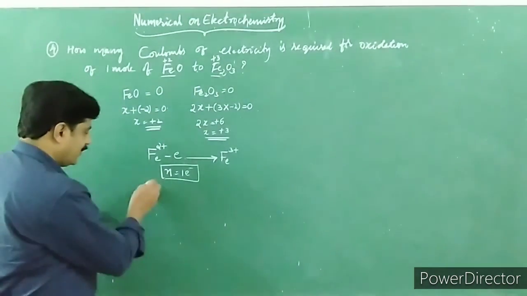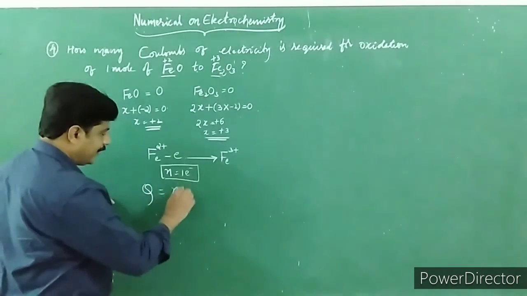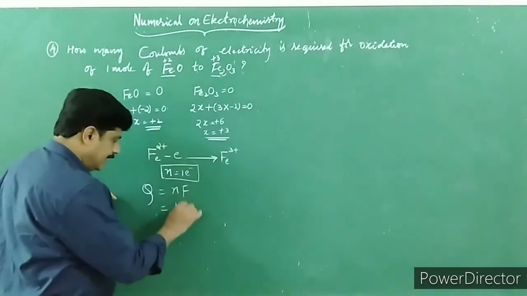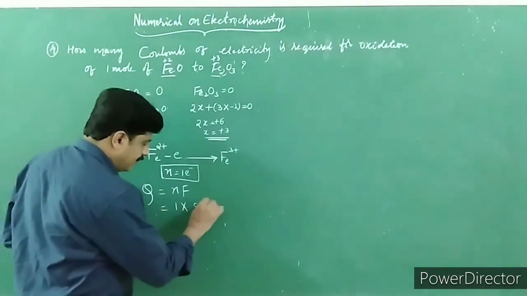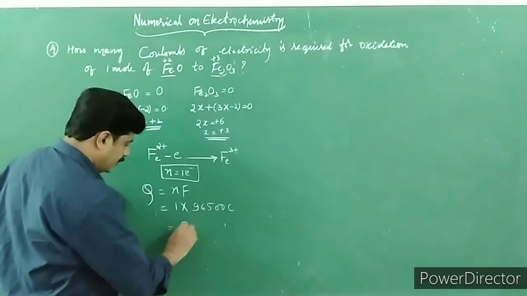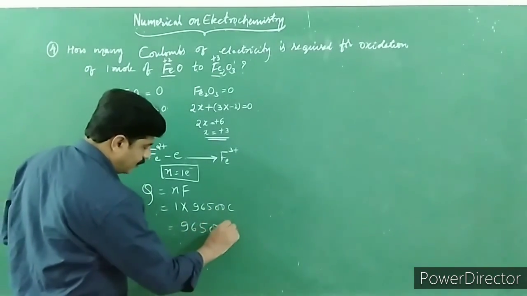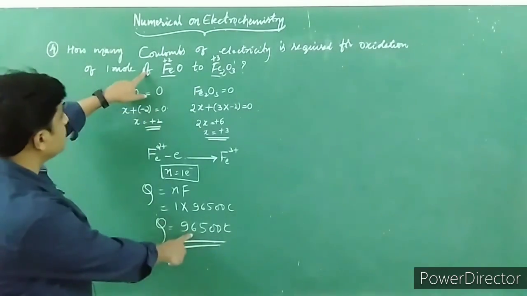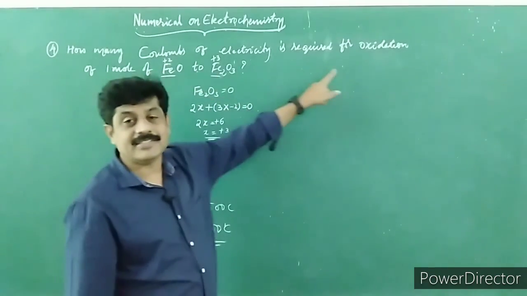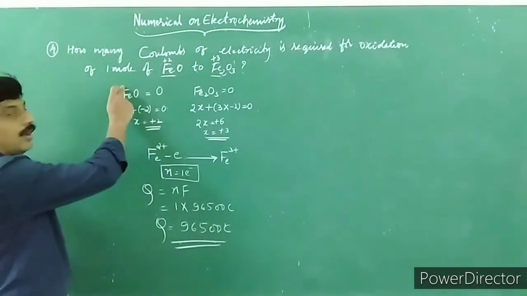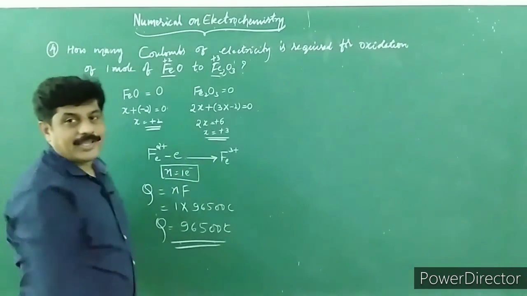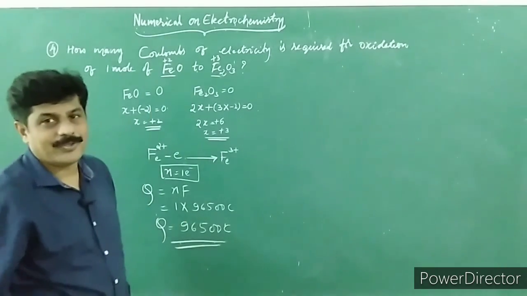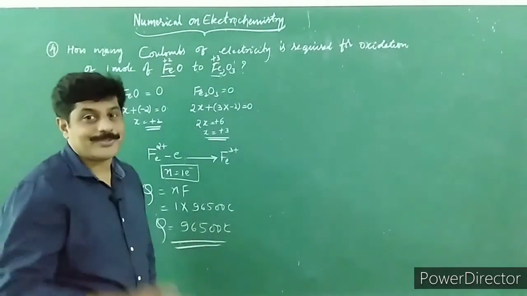Hope you got it. Now you know the formula, Q is equal to N into F. Is it not? What is N here? The number of moles of electrons, that is 1. And the Faraday value, you know that, 96,500. That is equal to 96,500 coulombs. Children, 96,500 coulombs of electricity is required for the oxidation of 1 mole of Fe2+ into Fe3+ ions, or 1 mole of Fe2O3.